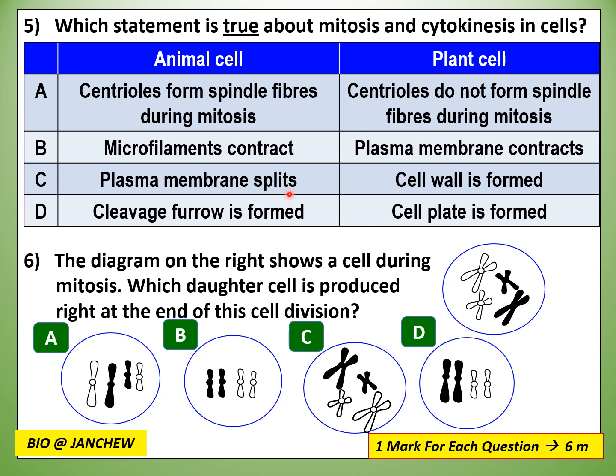C, plasma membrane splits. Not correct. It's the cell that splits into two as the cleavage furrow deepens. So if we say plasma membrane splits, it tends to imply that the plasma membrane is torn or broken. This is not very correct. Plant cell wall is formed. Correct. But the first statement is wrong. So C is not the answer.